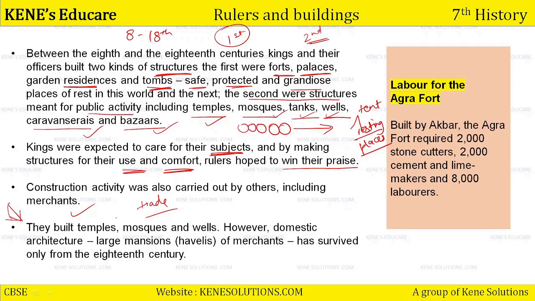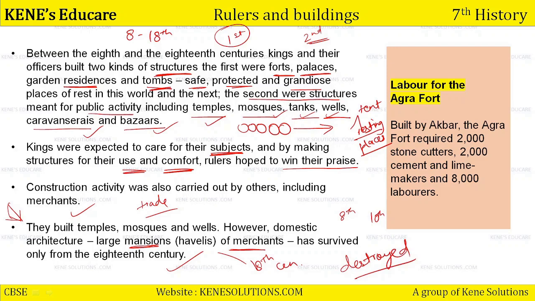However, domestic architecture, that means the large mansion, haveli जिन्हें हम कहते हैं, they have survived only from the 18th century. Havelis and all these mansions were there in the 8th and 10th century also, but we have remains of only those haveli belonging to the 18th century. इससे पुरानी सारी haveli have been destroyed over a period of time due to earthquake, various natural as well as man-made calamities and so forth.